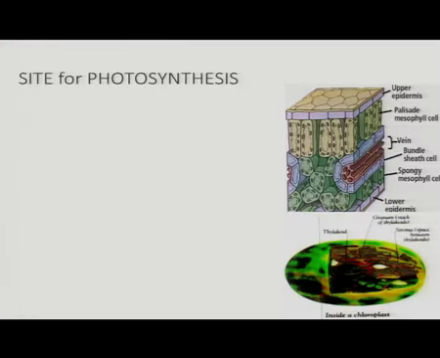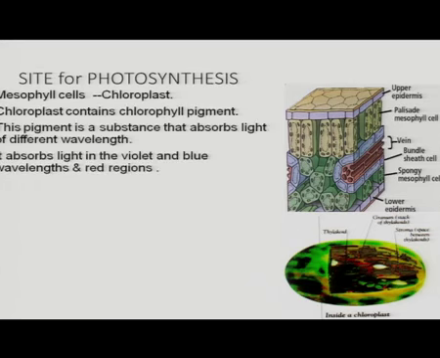The site of photosynthesis, as we have already discussed, is the chloroplast. This is the leaf, upper epidermis, here the lower epidermis. Two types of parenchyma are present, and the entire tissue is known as mesophyll. This mesophyll is divided into palisade parenchyma and spongy parenchyma. Inside the palisade parenchyma, a large number of chloroplasts are present, and inside the chloroplast photosynthesis takes place. And we have already discussed the chloroplast structure, there is the presence of thylakoid, stroma and stroma lamellae.